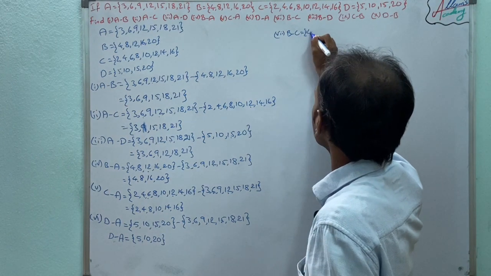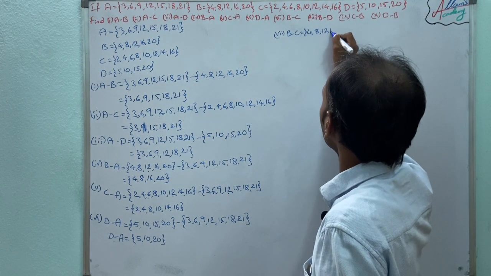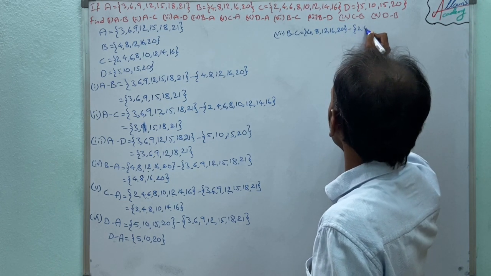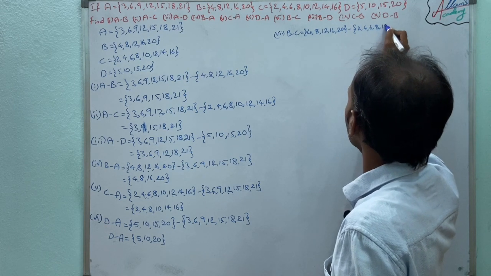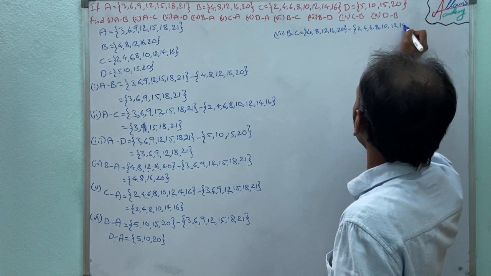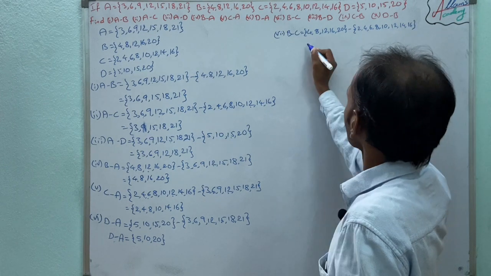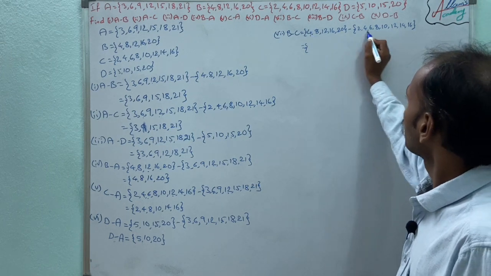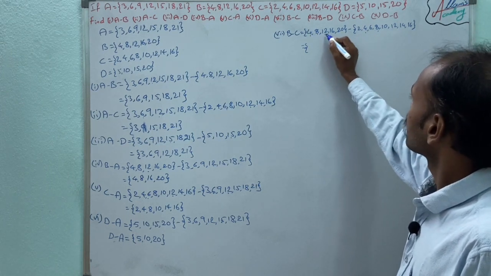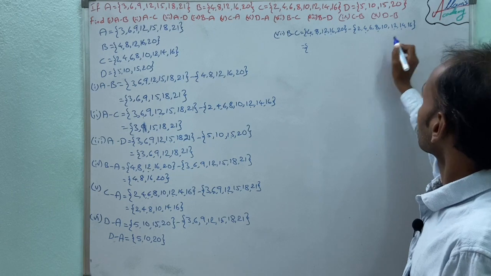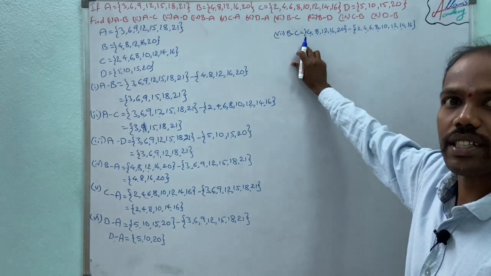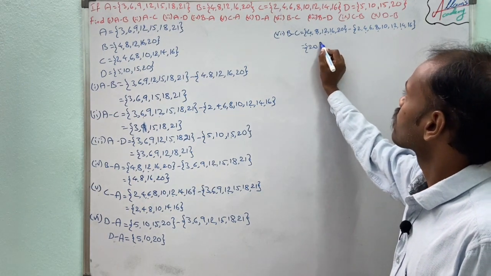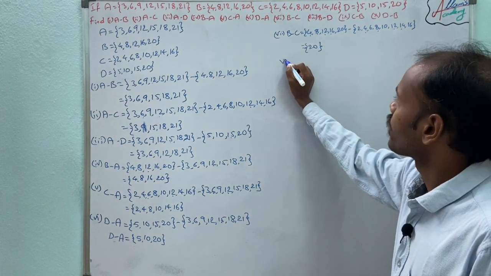The set B is 4, 8, 12, 16, 20 minus the set C, which is 2, 4, 6, 8, 10, 12, 14, 16. Now in both sets the common elements are 4, 8, 12, 16. Neglecting these, in the first set B the remaining element is only 20. So B minus C is 20.